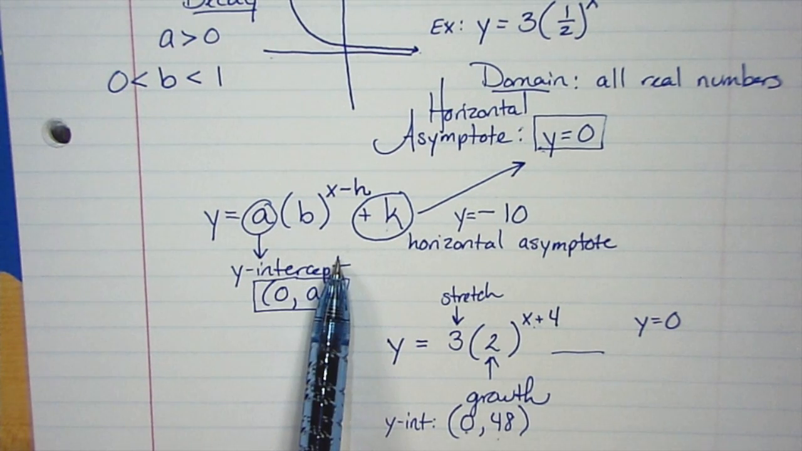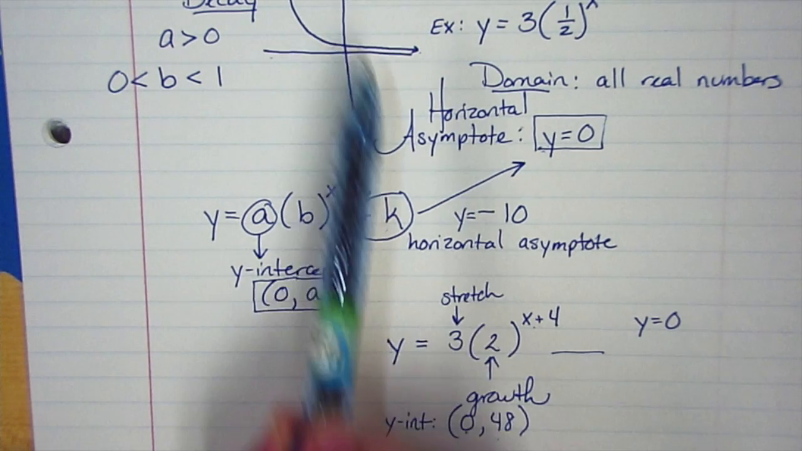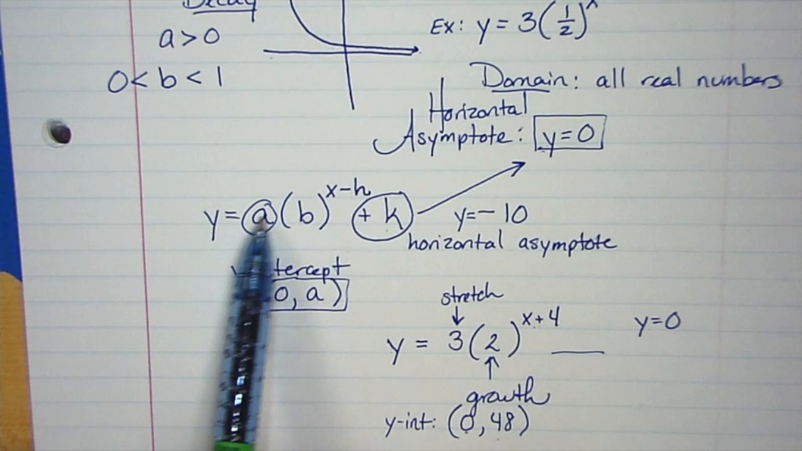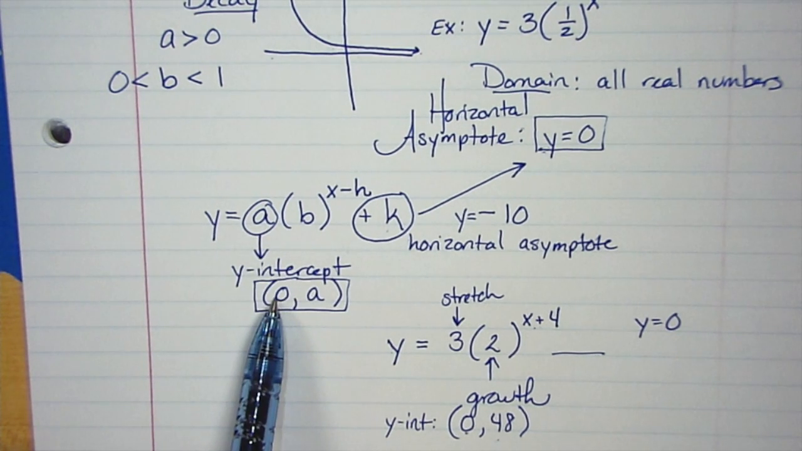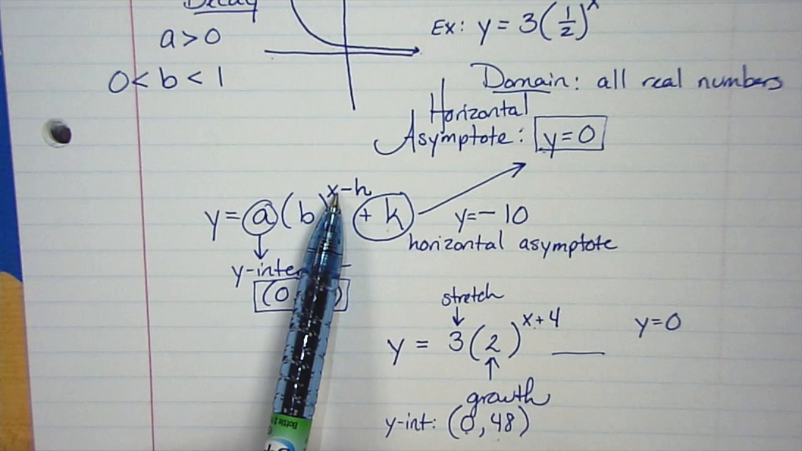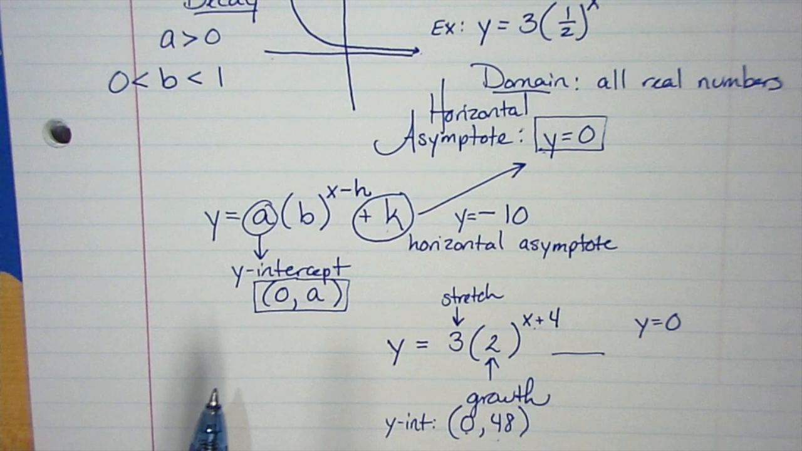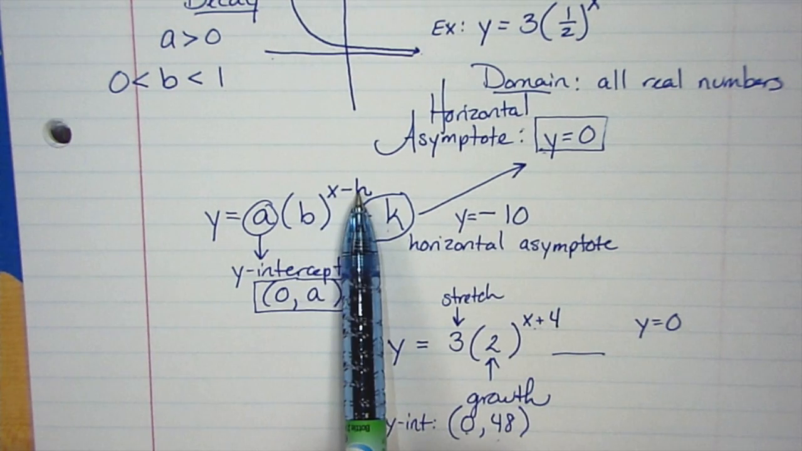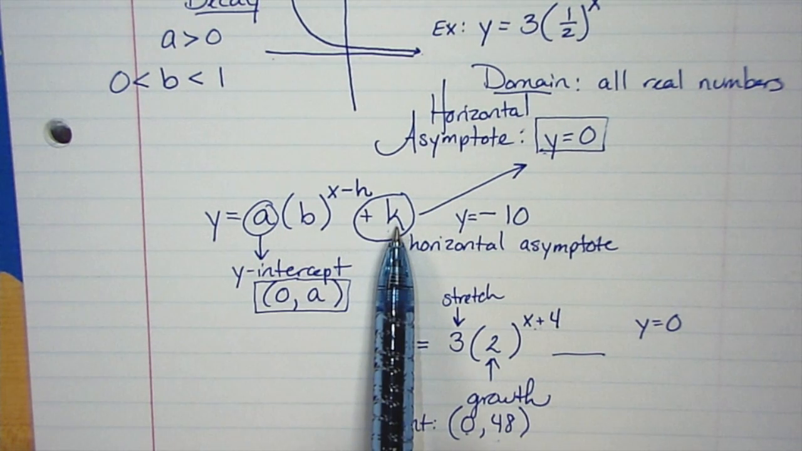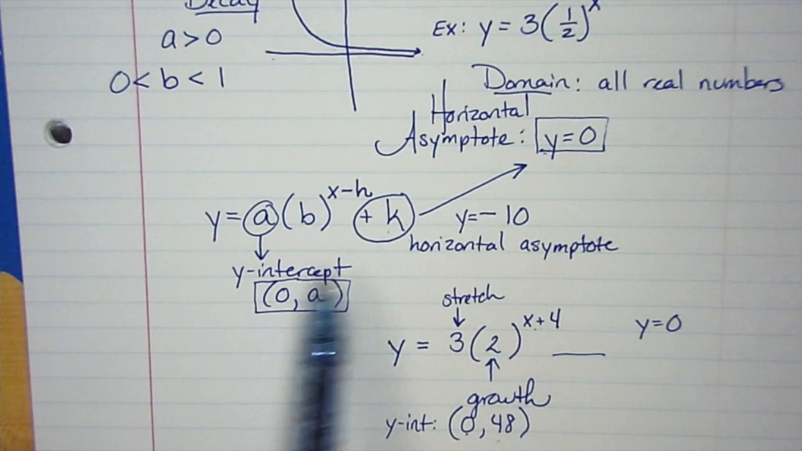Translations can happen with an exponential equation, and when they do, they change the positioning of the graph. A is stretch or compress. It can also help us find our y-intercept, so we need to plug 0 in for x here and solve, and whatever we get will be our y-coordinate. We talked about the B was growth or decay. H here is going to be a left or right movement, and K is going to be up and down, so K actually affects where that horizontal asymptote lies.